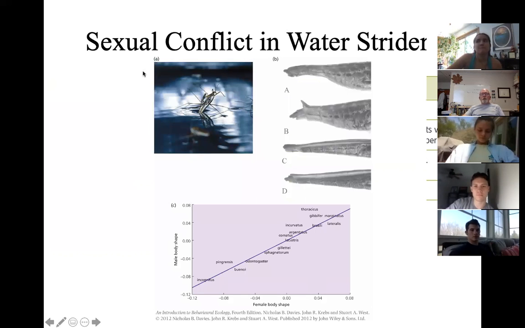So here we have a situation in water striders. In water striders, there is variation in the elaboration of the male intromittent organ, and these things are correlated with the structure of the female body shape as well. So there's a correlation between male morphology and female morphology.